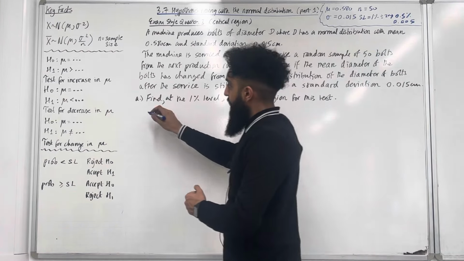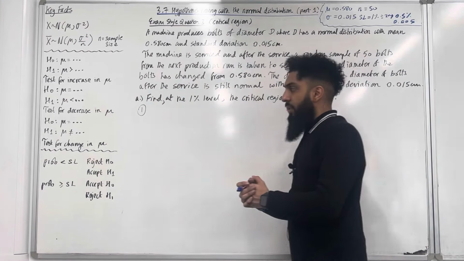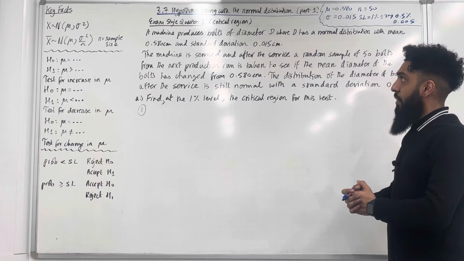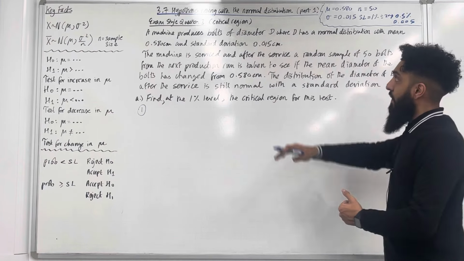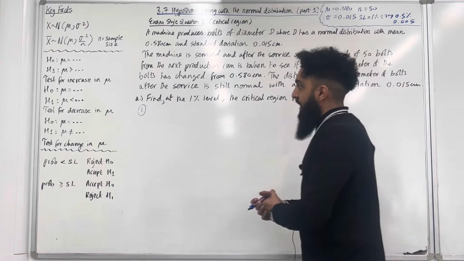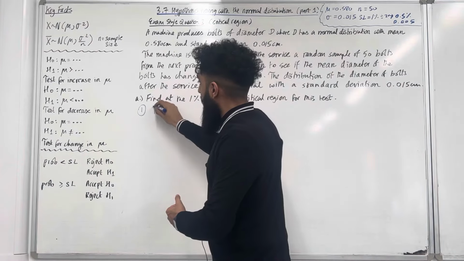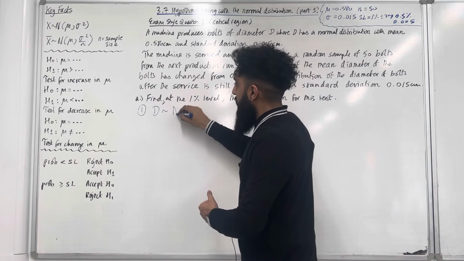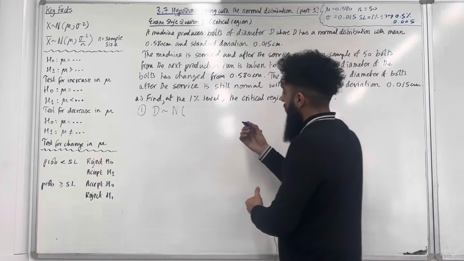Step number 1. We would usually define the random variable, but in this question, the random variable is already defined for us. We've got the letter D, which represents the diameter of the bolts. Okay, so in step number 1, I can straight away write down the distribution for D. So we are told that it follows a normal distribution. The mean is 0.580.